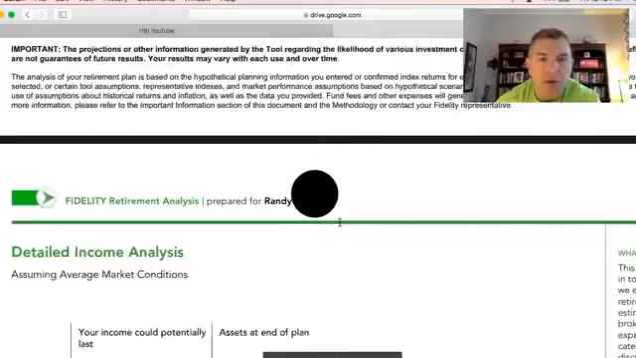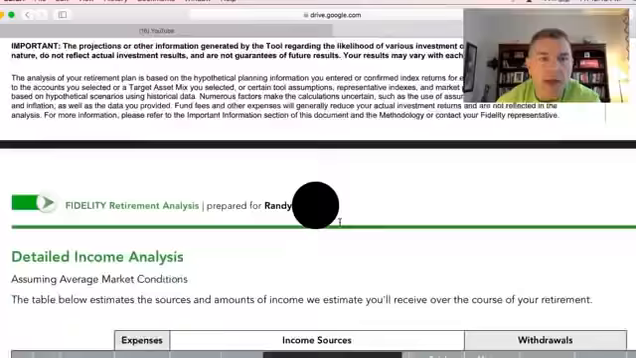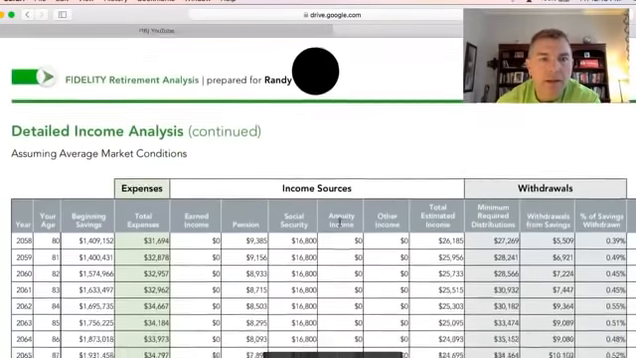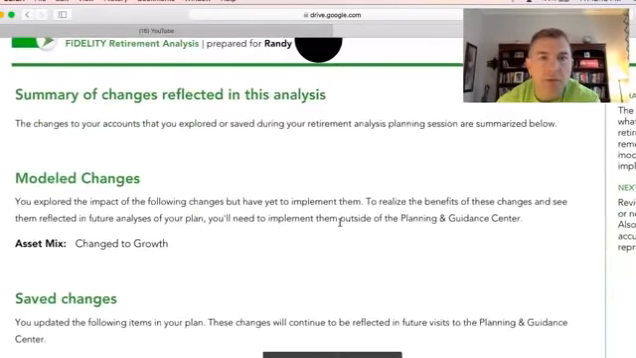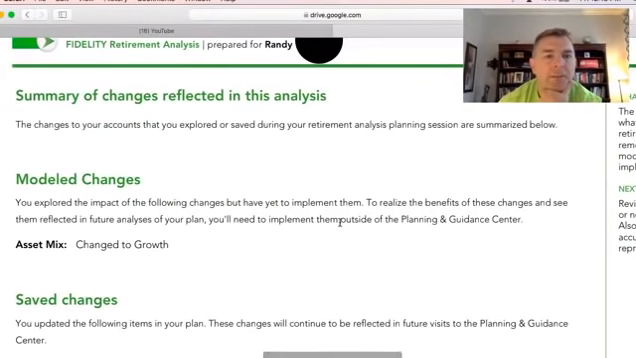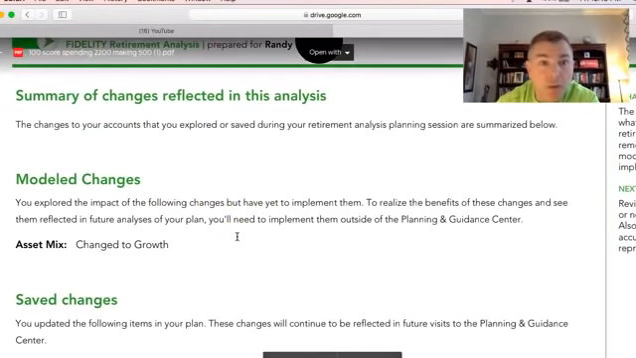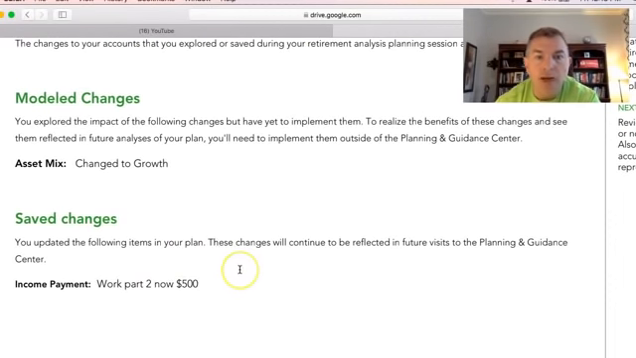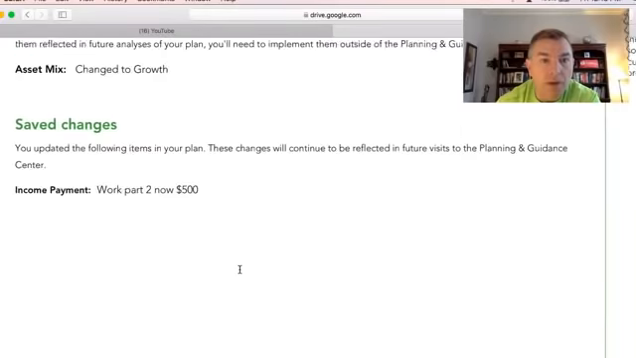All right, so that's pretty cool. I like that. And then we have to talk about average market conditions. That's good. All right, so let's see what else we got. Summary of changes reflected in this analysis. Asset mix, we changed to growth. Okay, so he made it a growth portfolio. He's going to work part time for $500 monthly. Talked about.